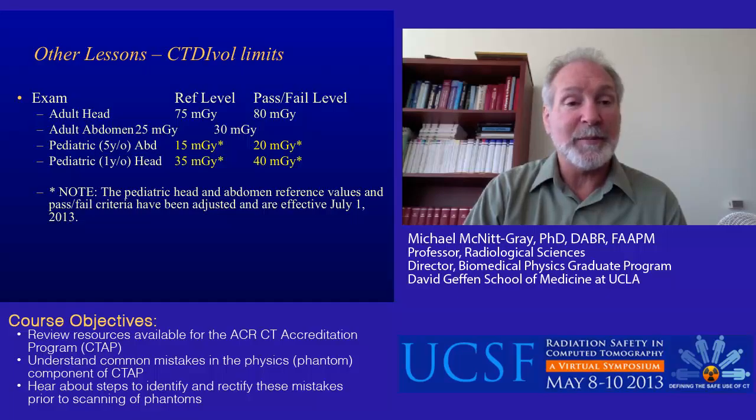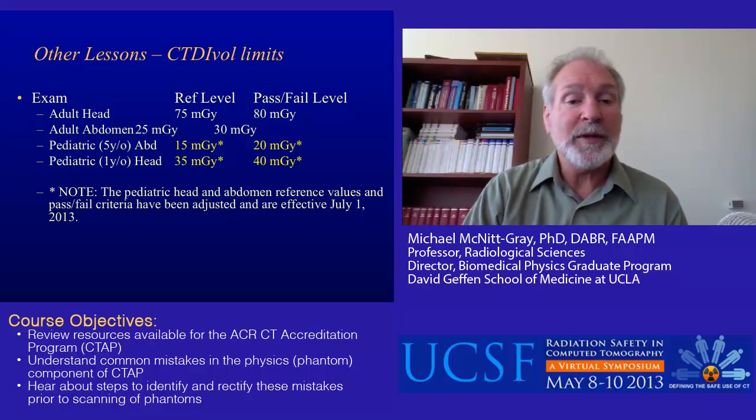CTDIvol limits are established for the accreditation program, but for each of the 4 different exams that are submitted, there's a reference level, and then there's a pass-fail level. For adult head, the reference level is 75 milligray, and the pass-fail level is 80 milligray. Any submission with an adult head protocol of greater than 80 milligray is a fail. For adult abdomen, the reference level is 25 milligray, and the pass-fail level is 30 milligray.